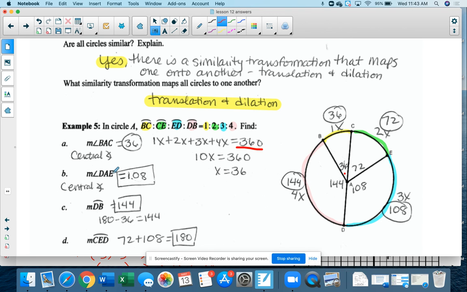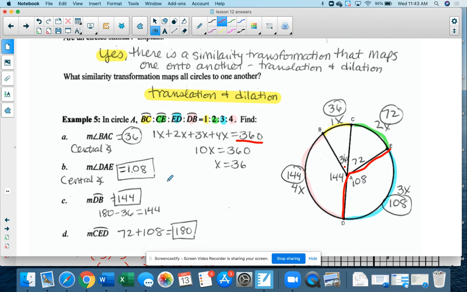Angle DAE. So DAE is right here. I'll trace it in red for us. So that's also a central angle. It equals the arc. If the arc is 108, then that central angle is 108.